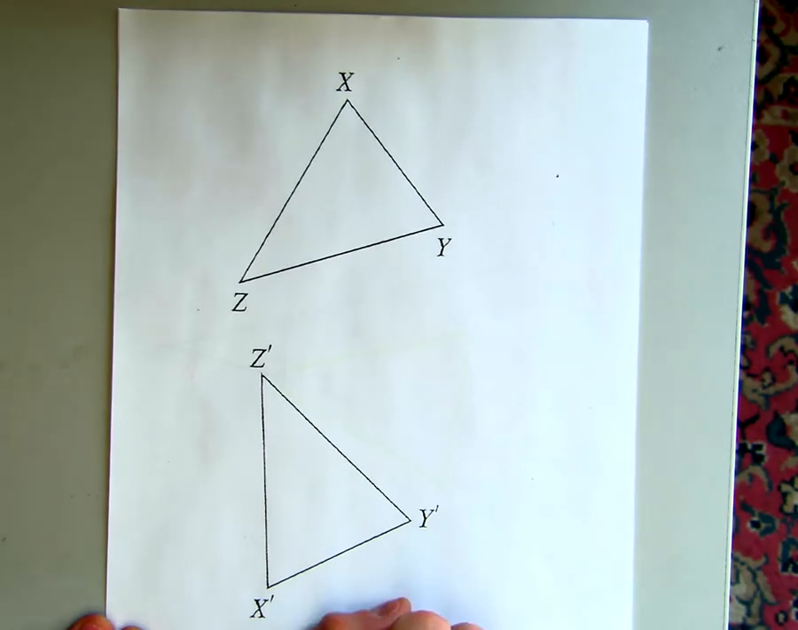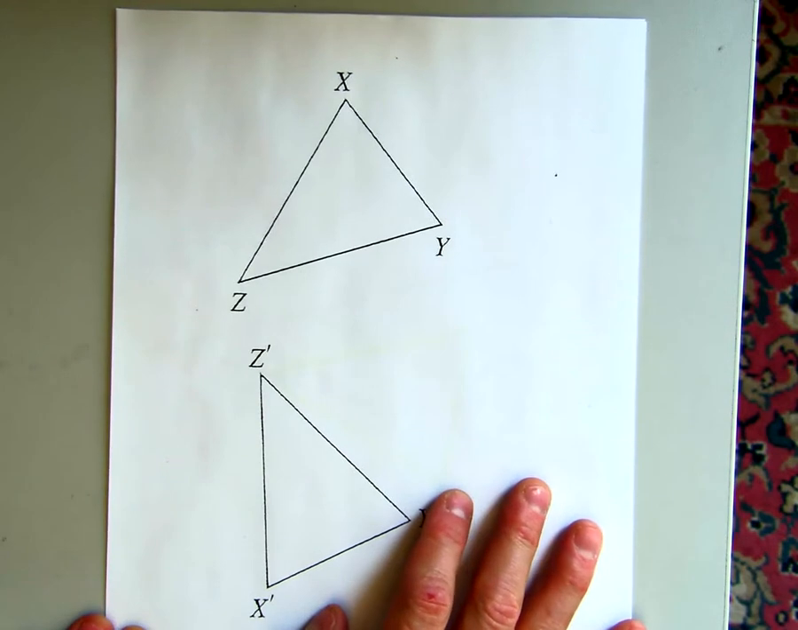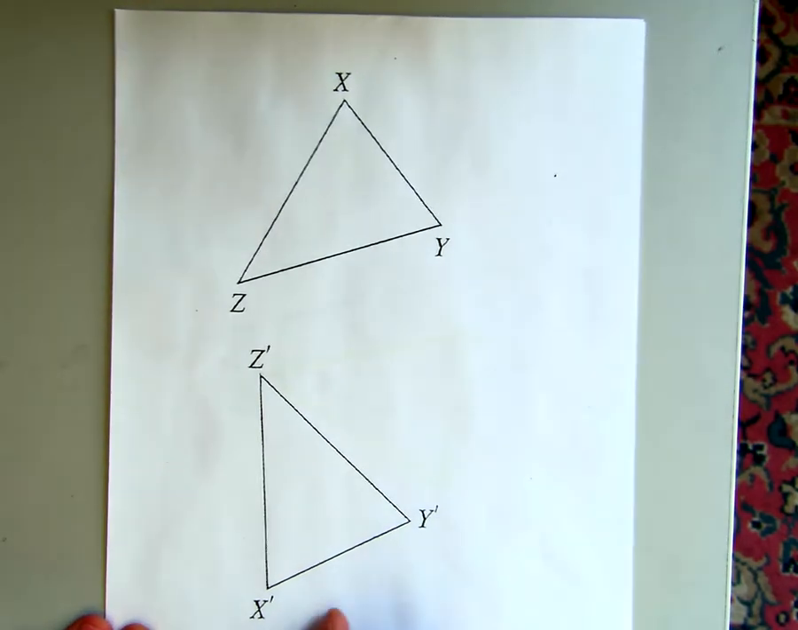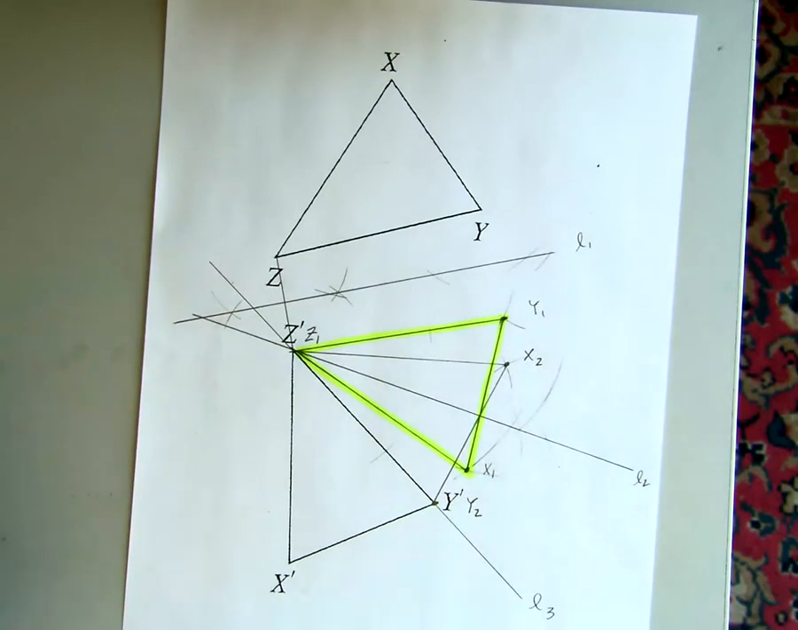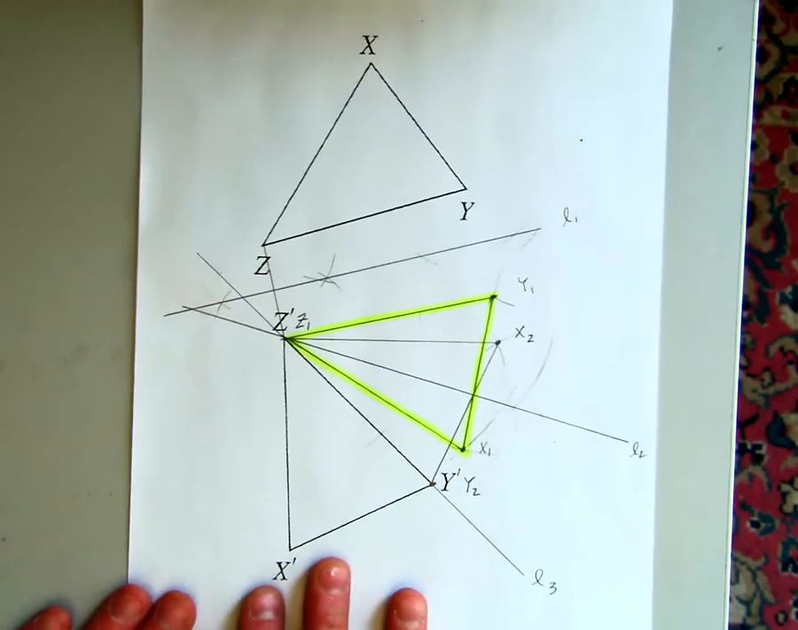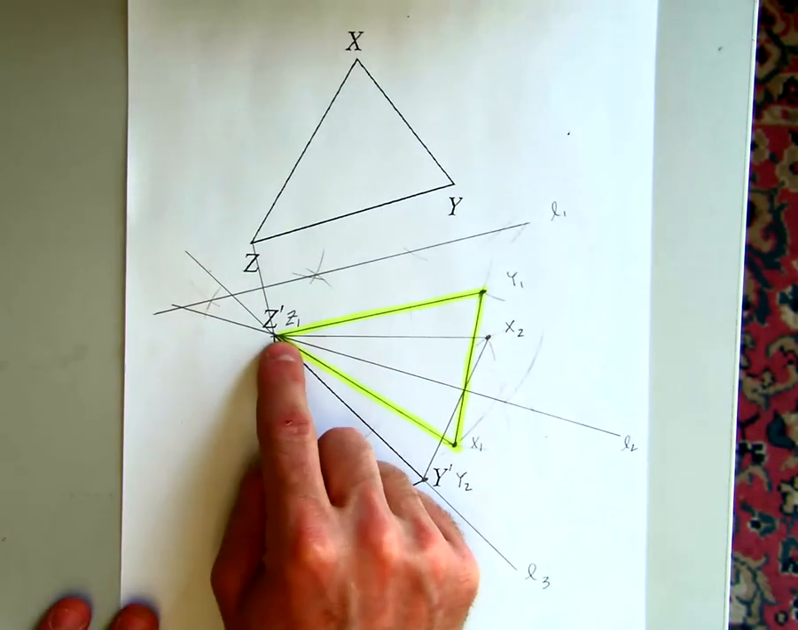But the problem statement actually asks us to transform one onto the other by a series of successive reflections. So I'm going to show you what I did to solve this problem. Certainly not the only way you could do it, but let me show you how I solved it. My first sub-goal was to reflect Z onto itself here.